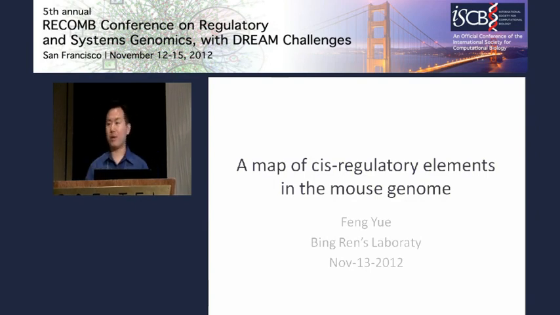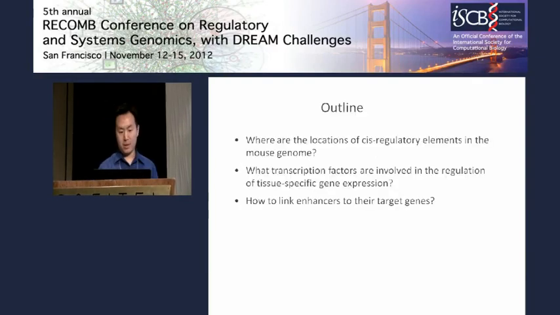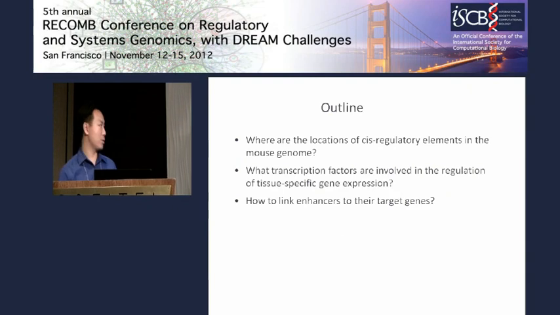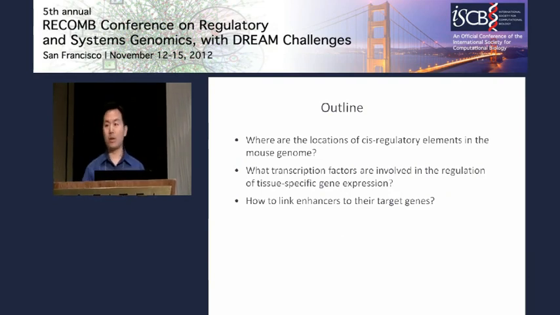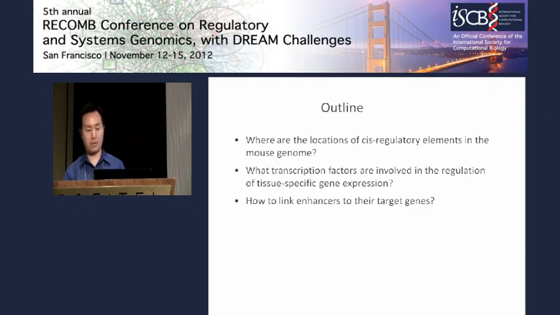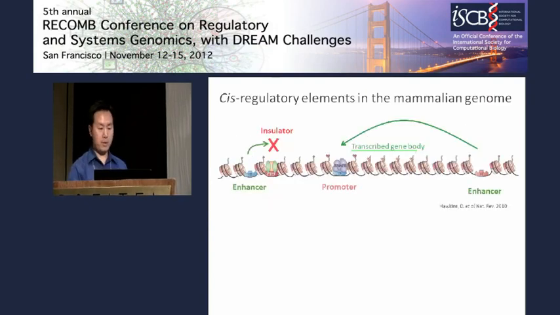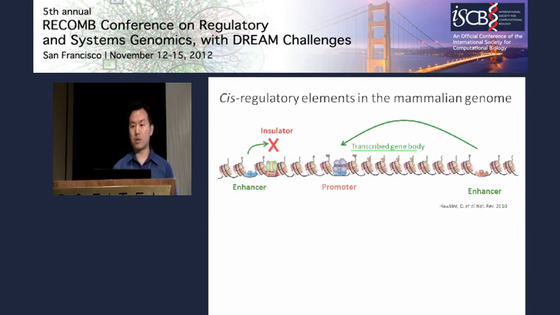For the past few years, we have been working on a project to reconstruct a map of cis-regulatory elements in the mouse genome. The goal for this project is really just to address the following three simple questions. Where are the locations of the cis-regulatory elements in the mouse genome? What transcription factors are involved in regulating tissue-specific gene expression? And how do we link enhancers to their target genes?